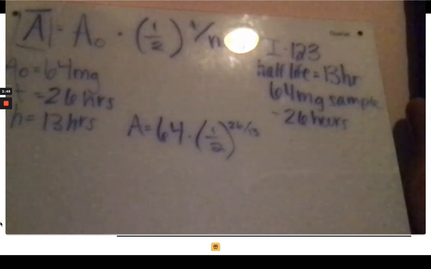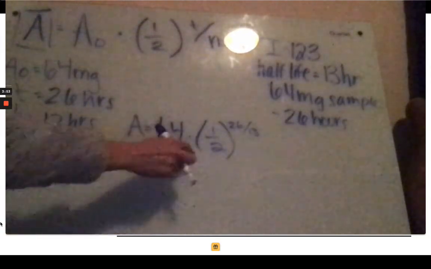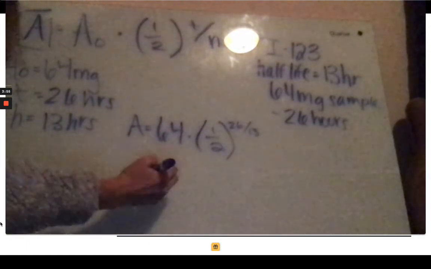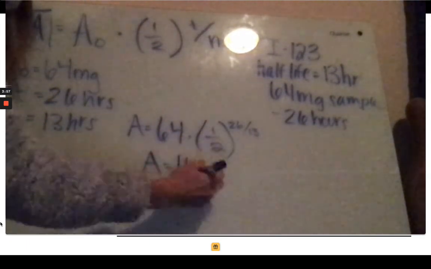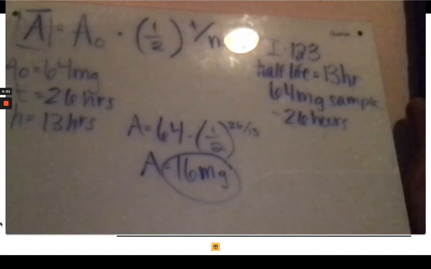And then you can just go ahead and solve this. 26 over 13 we know is 2, so it's 1/2 to the second times 64, which gives us an answer of 16 milligrams. That is how much is left after 26 hours has elapsed if our half-life is 13 hours.